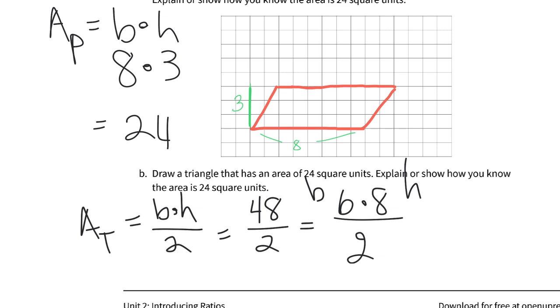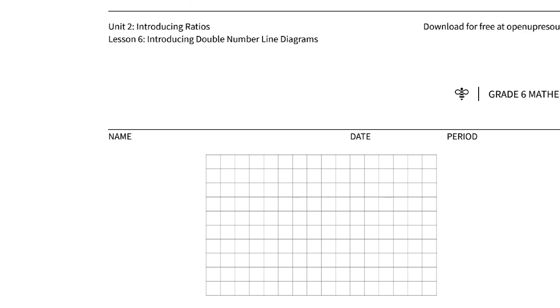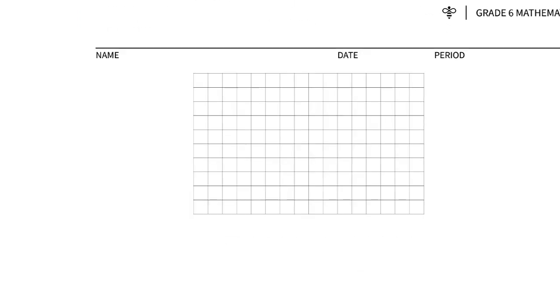So when I draw that triangle, oh, there it is, right here. I need to have that triangle have a base of 6 and a height of 8. So a base of 6, 1, 2, 3, 4, 5, 6. There's my base of 6. I needed to have a height of 8, so I need to count. I'm going to zoom in a little bit, so this is going to help us. 1, 2, 3, 4, 5, 6, 7, 8.